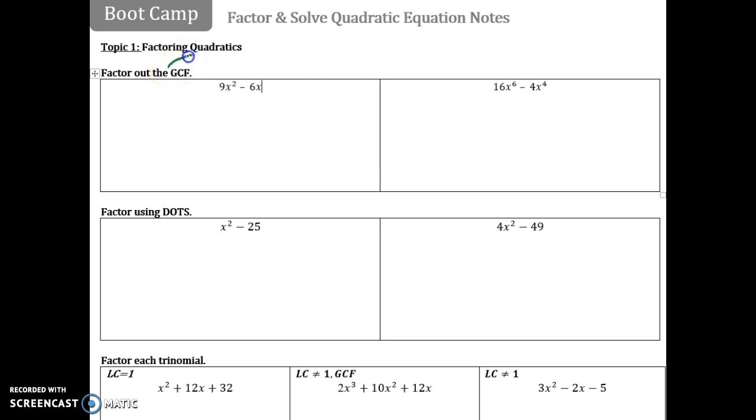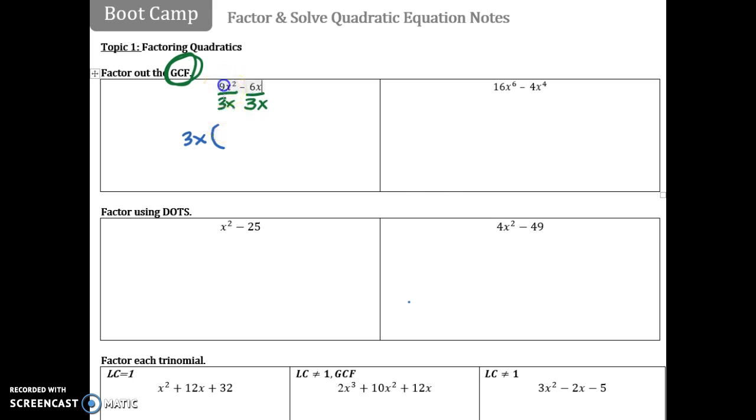First, you can factor by taking out a GCF, or a greatest common factor. To do that, you look at your numbers and you think about what they're both divisible by. In this case, both of these numbers, 9 and 6, are divisible by 3. Since there's two x's here and one x here, they have one x in common, so you can take that out.